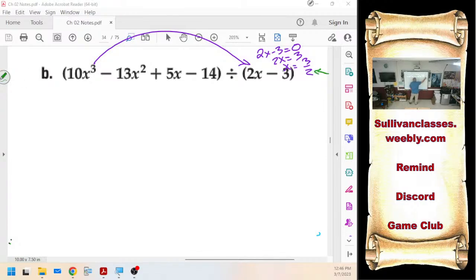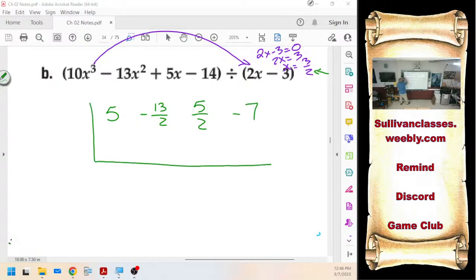I divided by 2 here. It is not that bad. 3 halves by 5 is 15 halves. Add them together, I get 2 halves, which is 1. 3 halves by 1 is 3 halves. Add them together, I get 8 halves, which is 4. 3 halves by 4 is 6. Put them together is negative 1.